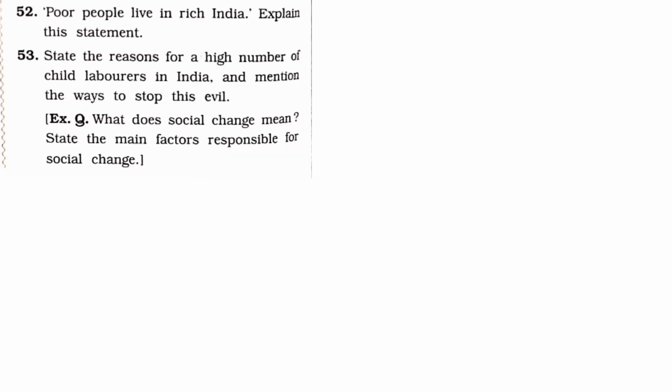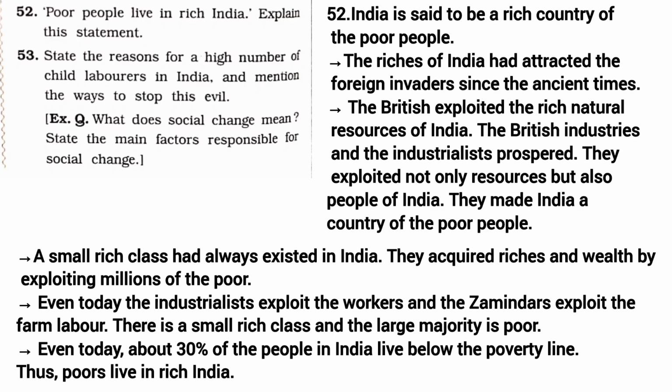Question number 52. Poor people live in rich India. Explain this statement. Answer. India is said to be a rich country of the poor people. The riches of India had attracted the foreign invaders since the ancient times. The British exploited the rich natural resources of India. The British industries and the industrialists prospered. They exploited not only resources but also people of India. They made India a country of the poor people.